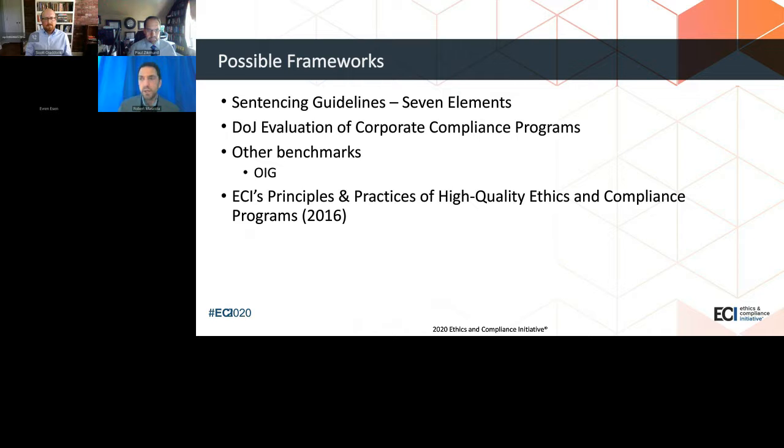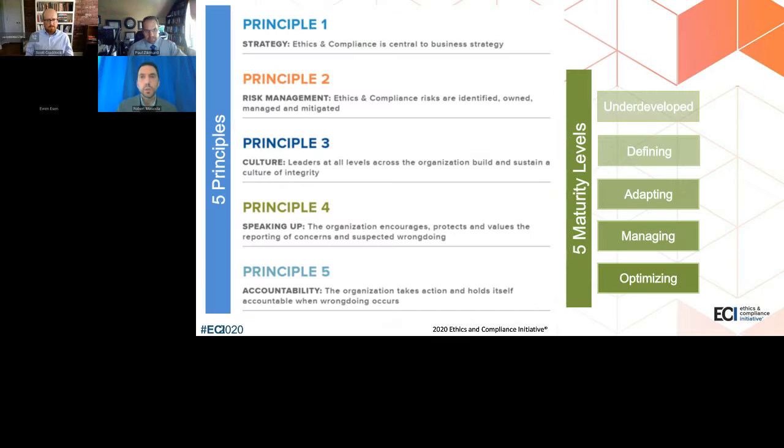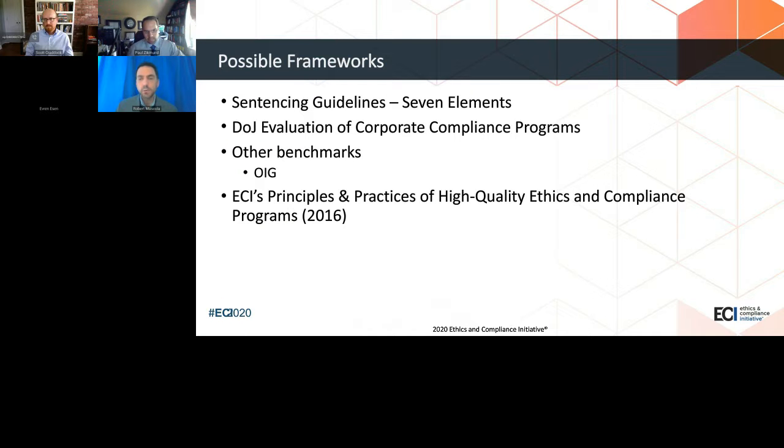There are other benchmarks. The Office of Inspector General has worked with the Healthcare Compliance Association to develop fairly rigorous models for assessing programs in the healthcare context. But there's also the ECI's principles and practices of high-quality ethics compliance programs that Pat mentioned at the outset, and that provides a basis for an entire framework. So at this point, let me turn it over to Paul to talk about the HQP framework in more detail and how that can be part of your program assessment.